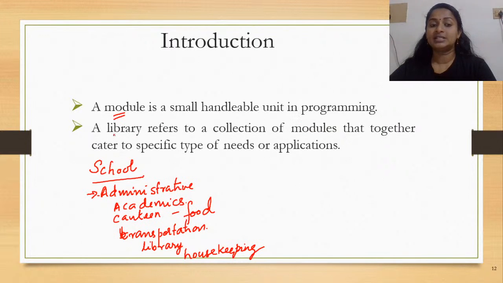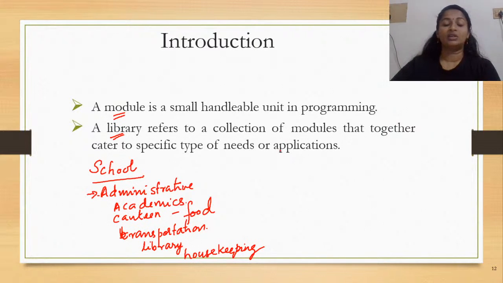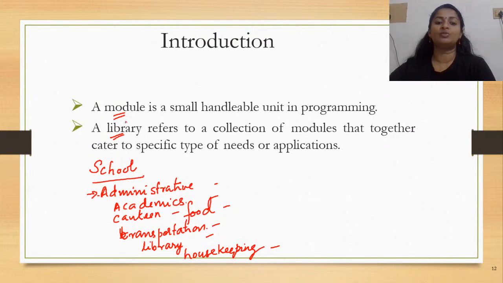Now let's come back to the definition of library. When you have a number of modules together, or a collection of modules, it refers to a library. Together they cater to a specific type of needs or application. The library is nothing but a collection of all the modules. Let us consider each one as a module, and the collection of all these modules as a library.